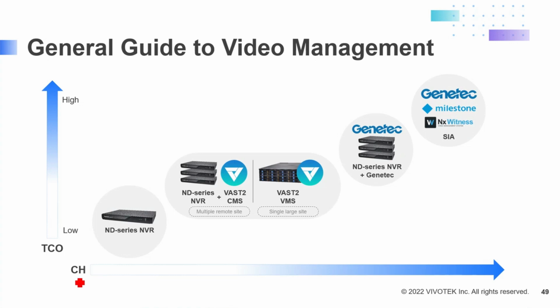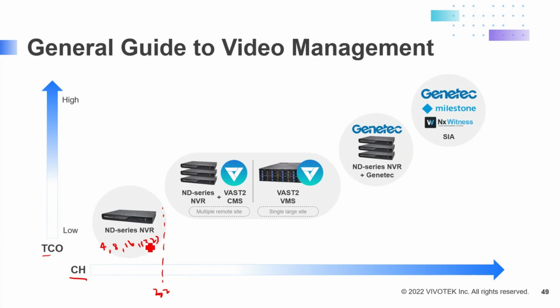The x-axis is your channel, number of cameras, so the more towards the right, the more cameras you have. The vertical axis, the y-axis, is the total cost of ownership. At the lower channel, you have the desktop NVR. I would say this line draws somewhere at 32 for us because we have NVR in 4-channel, 8, 16.